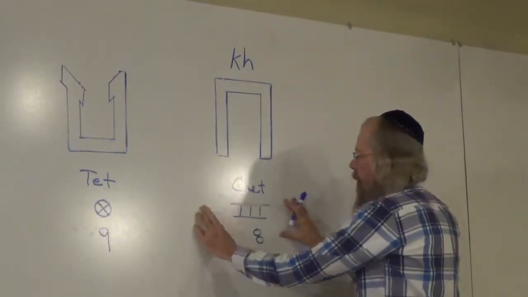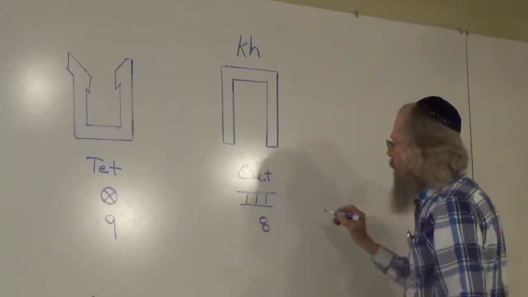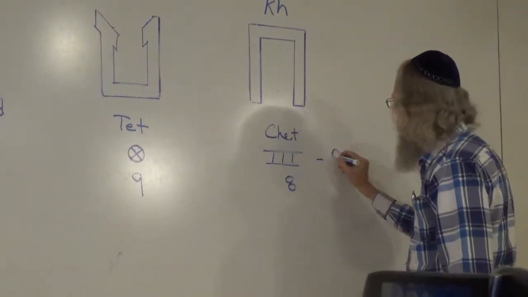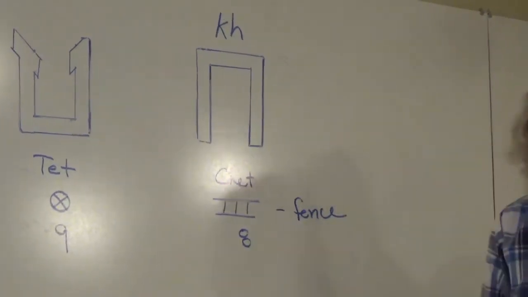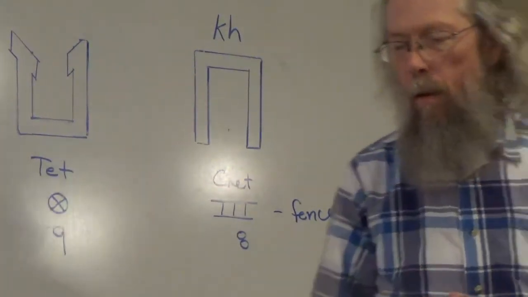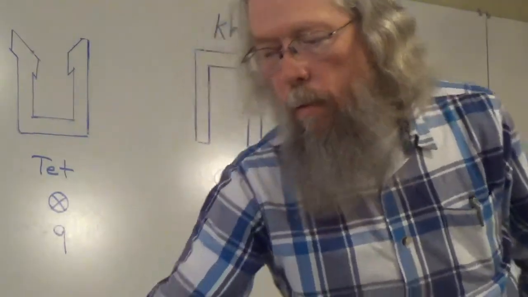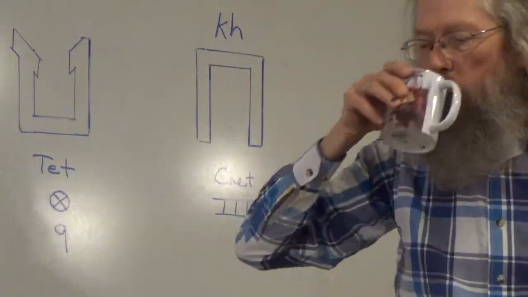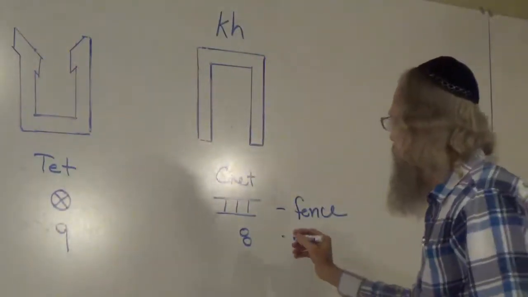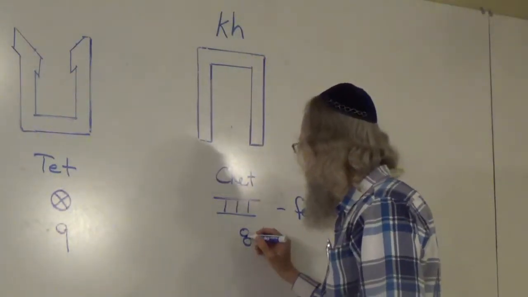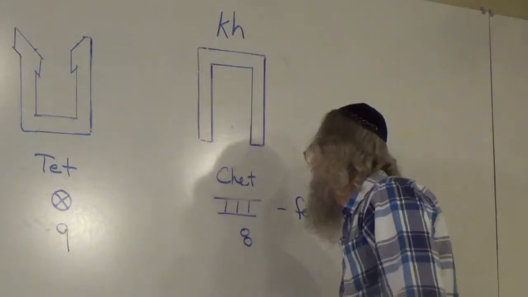This, the paleo, this is a fence. This is a fence. And its number is 8. Its number is 8.